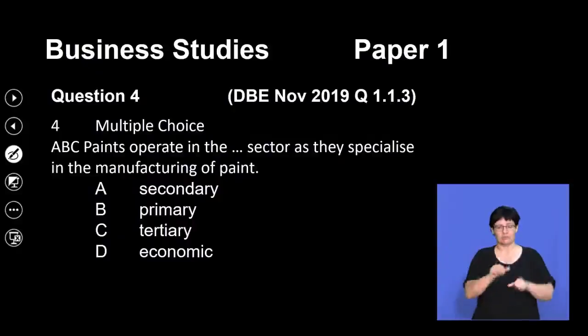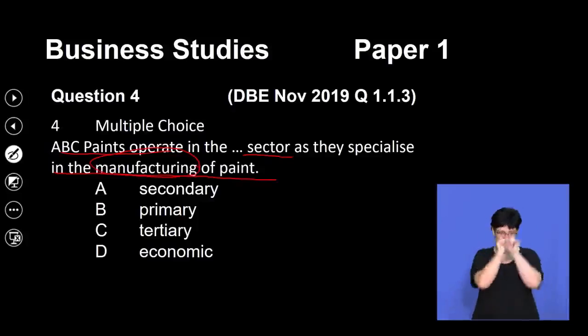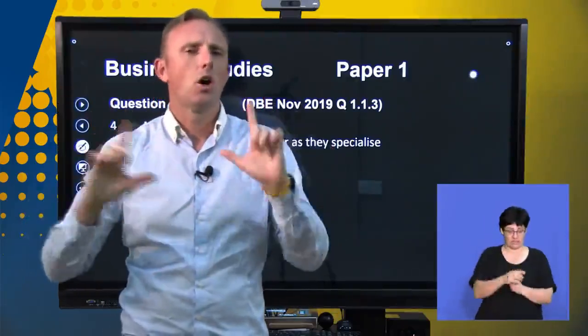Our next question is, ABC Paints operates in a certain sector and they specialize in the manufacturing of paints. Now, when you see the word manufacturing, that should immediately ring a couple of bells there, in terms of what sector are we dealing with.